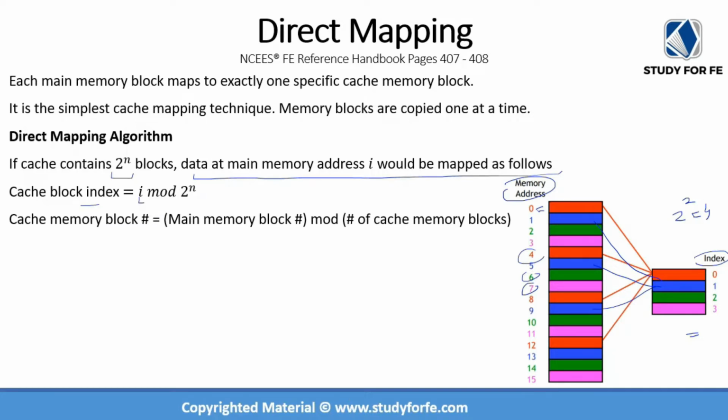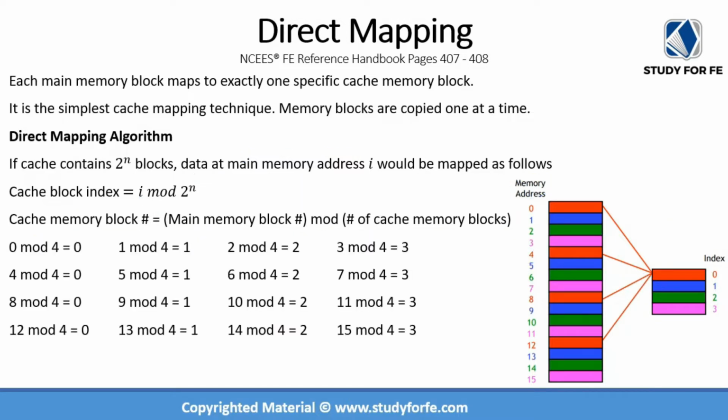where I is the main memory address, and 2 raised to power n is the total number of blocks in the cache memory, and we do a mod operation, a modulo operation, which basically calculates the remainder. And that will give us the index in the cache block. So cache memory block index is equal to main memory block index mod the total number of cache memory blocks. This will make more sense when we do a couple of examples.